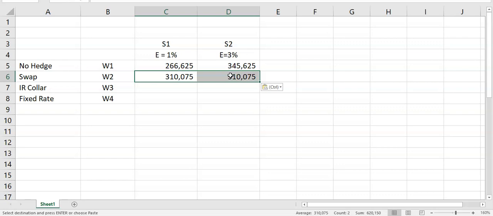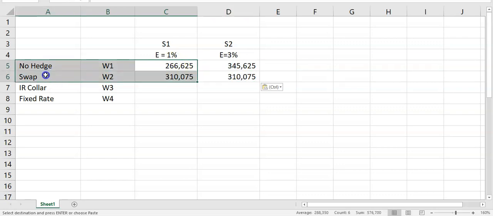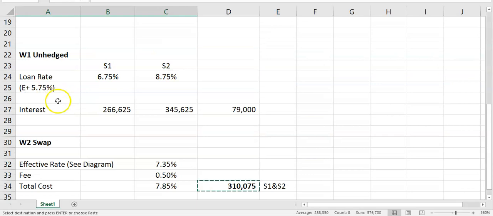Okay, so that's 2 of the interest rate alternatives complete. The interest rate collar is working 3.